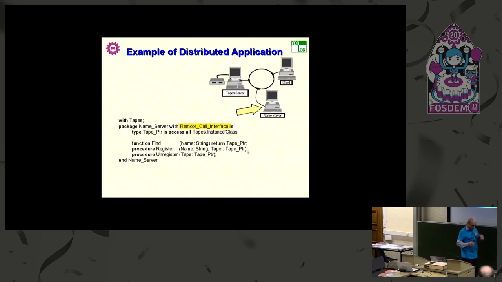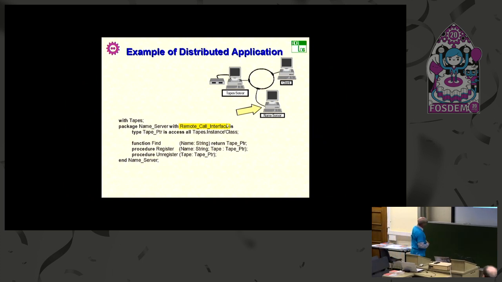If I want to access a distributed object, I mentioned that I need a name server. So on a different partition, I have that name server here. So it's a remote call interface, so you know where it is. And it defines a pointer to that Tapes.Instance'Class. So it's a class-wide type, a type that encloses all descendants. And since it's a regular name server, you register a pointer to a tape under a certain name. You can find from a name the corresponding pointer, and you can unregister it if you want.